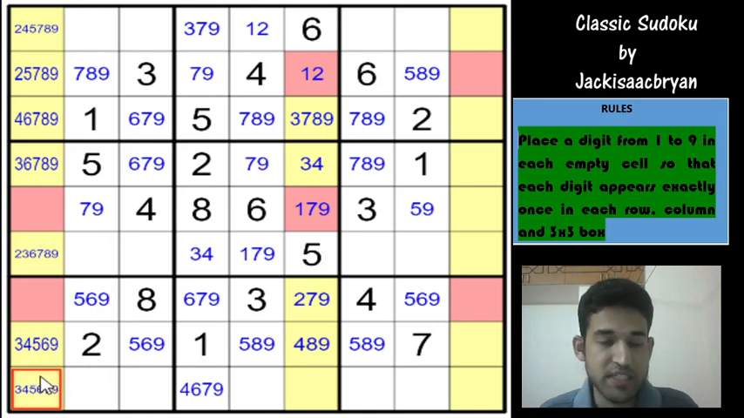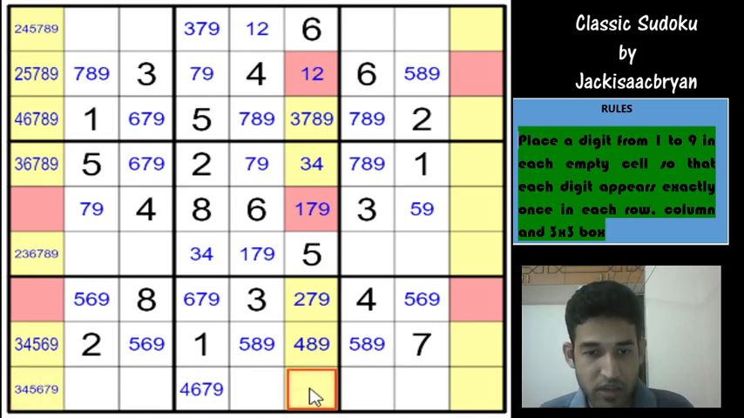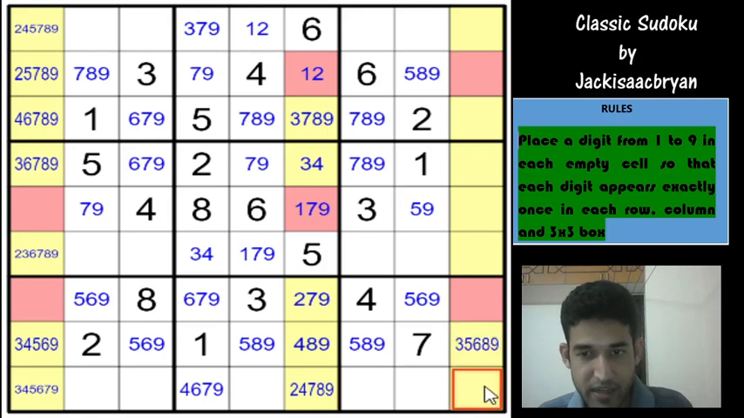So all the yellow cells cannot take a 1. Remember that, guys. So we have found a swordfish, so this is not a 1. So 2, 4, 7, 8, 9, 3, 5, 6, 8, 9, 2, 3, 5, 6, 8, 9 can't be 1, 4 and 7. So 2, 3, 5, 6, 8, 9.